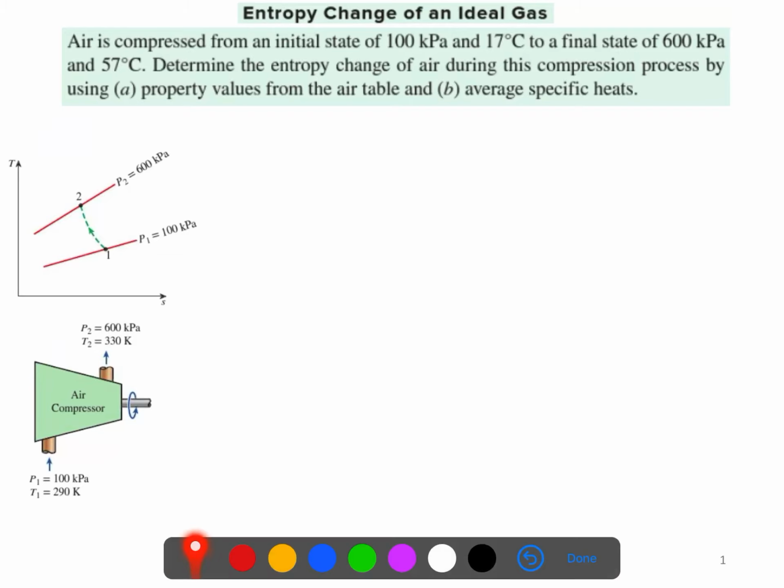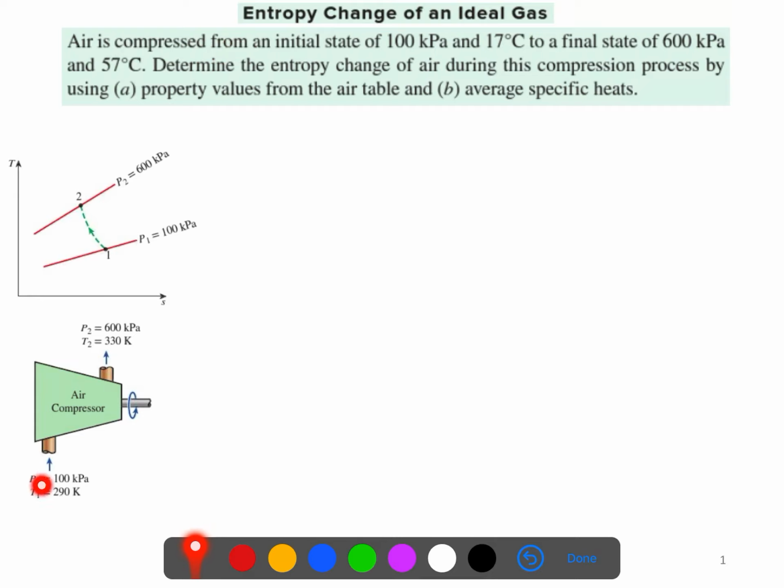Okay, so now we will solve this problem. This is the entropy change of ideal gas. Here we have the schematic and the TS diagram. So air is compressed from an initial state to the final state. So this is the air compressor here.